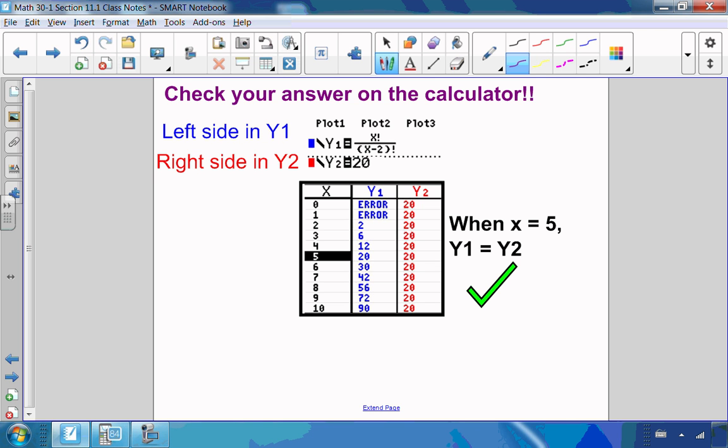So left side y1, right side y2, look in the table at 5 and you can see they are equal for 5 but nothing else. So that tells me that 5 is my solution. Okay, we're going to come back to factorials in a minute.